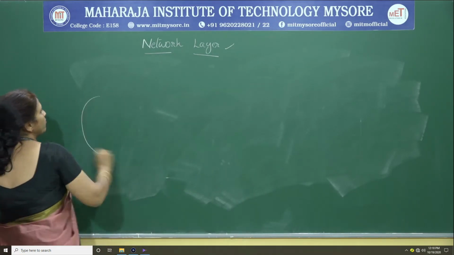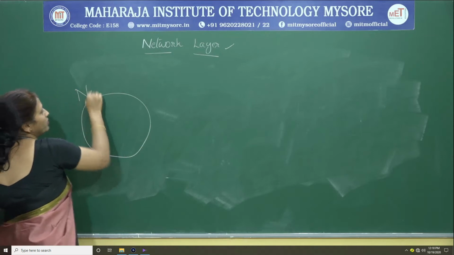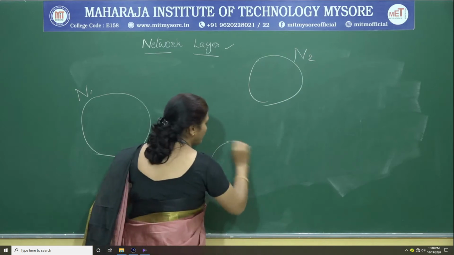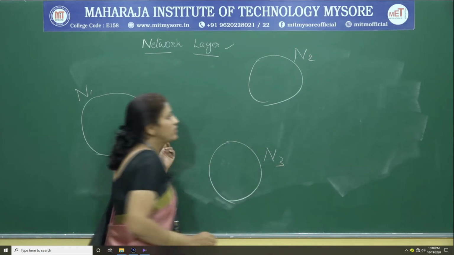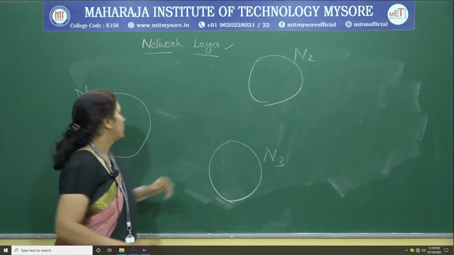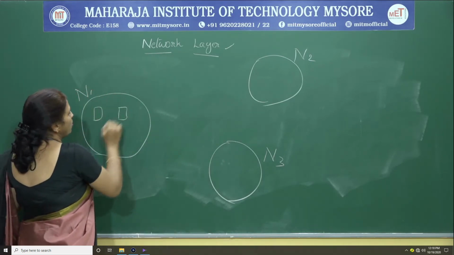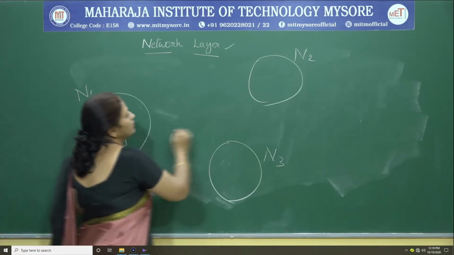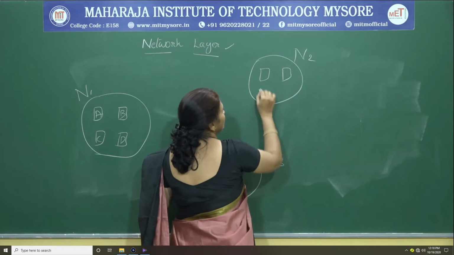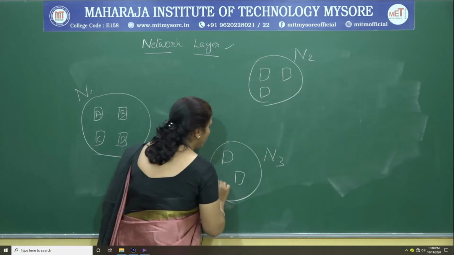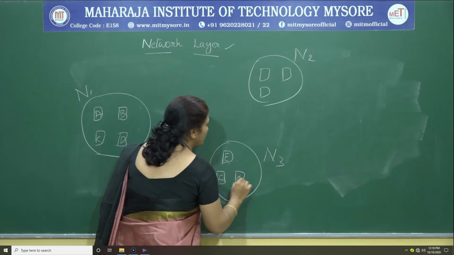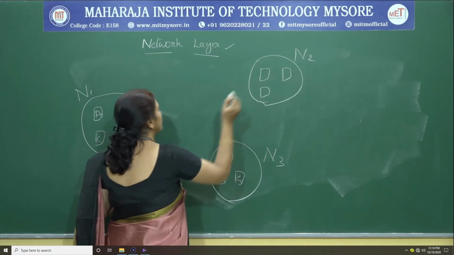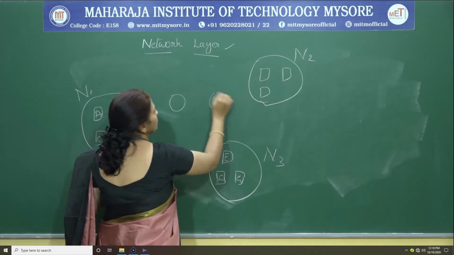Now consider we have 3 networks, N1, N2, N3, spread across. We have several hosts here: A, B, C, D, and a few more hosts here. Similarly, we have a few more hosts here, E, F, G, like this. These 3 networks are connected to each other through various routers.